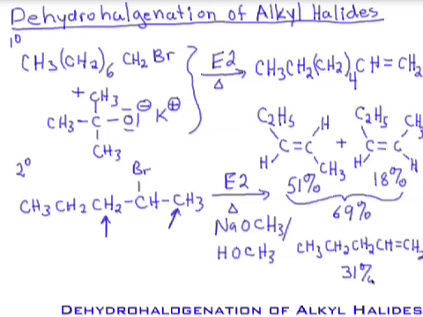Why is 1-pentene only formed at 31% and the 2-pentenes are formed at 69%? Well, 2-pentene is more substituted. There are 2 carbons off the double bond, a methyl and an ethyl, whereas 1-pentene only has the propyl group off of it. The 2-pentene is more substituted, more stable, and according to Zaitsev, it is the major product.